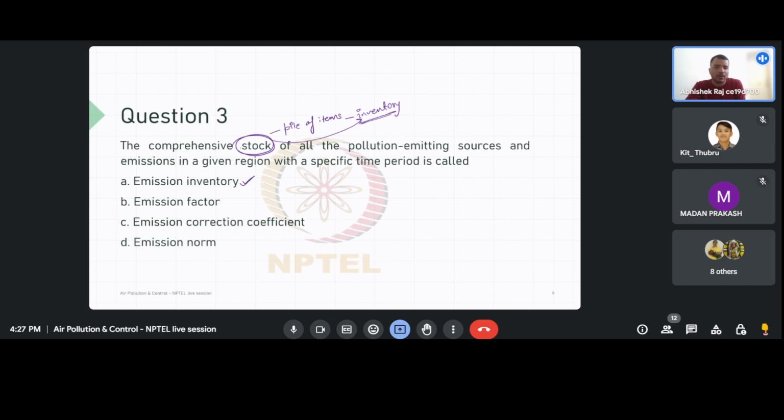Because here we are not talking about any factor. We are talking about a comprehensive stock, so it should include everything that is there. It cannot be a norm. It cannot be a factor. It cannot be a coefficient. So the most logical option here is emission inventory only.